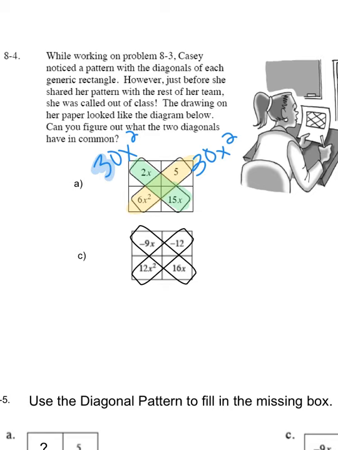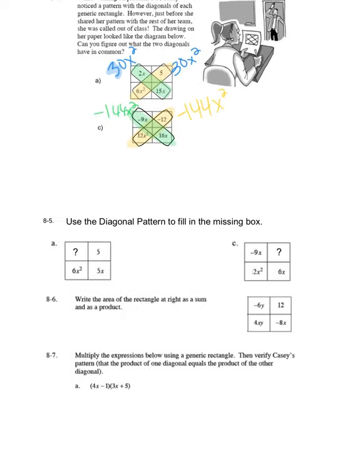I can check the one below it. 12x squared times -12 is -144x squared. And -9x times 16x is also -144x squared. The reason this pattern matters is it helps us figure out what's missing. I'll do the first one, you'll have to do the second one and finish the rest of the assignment.